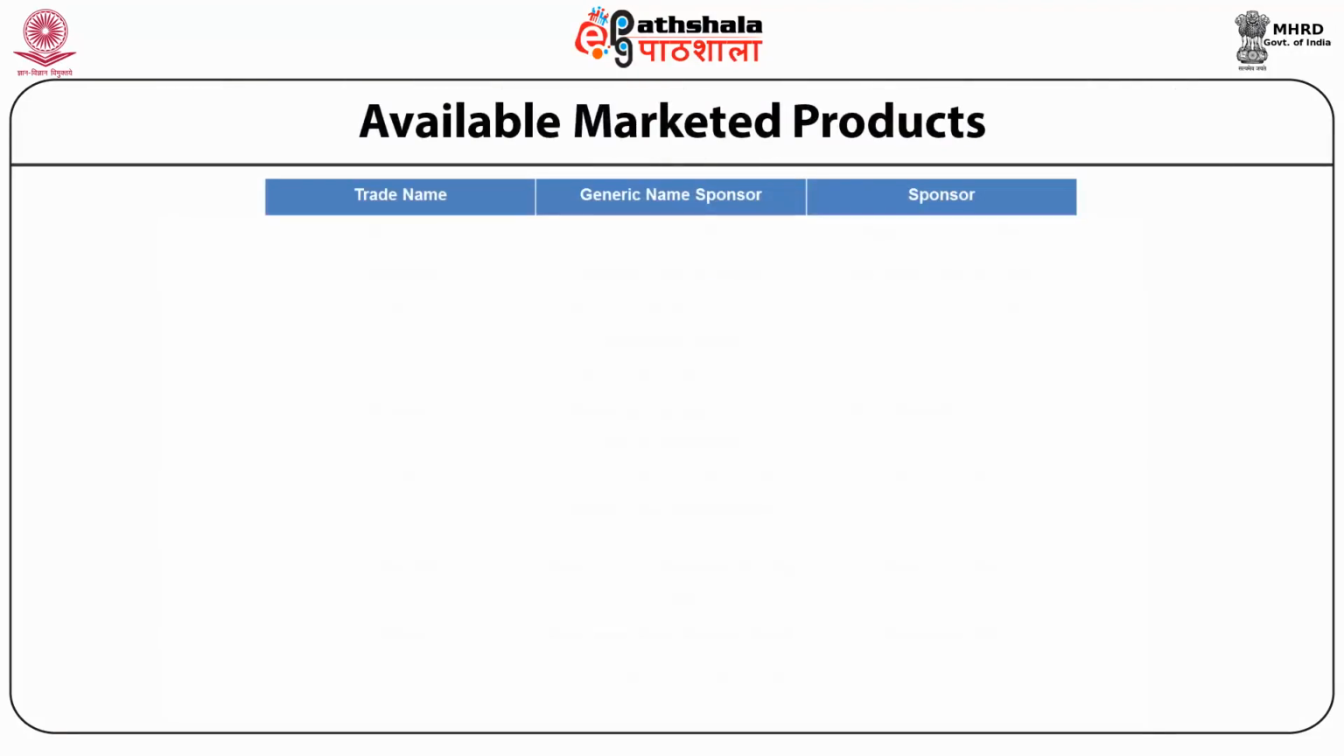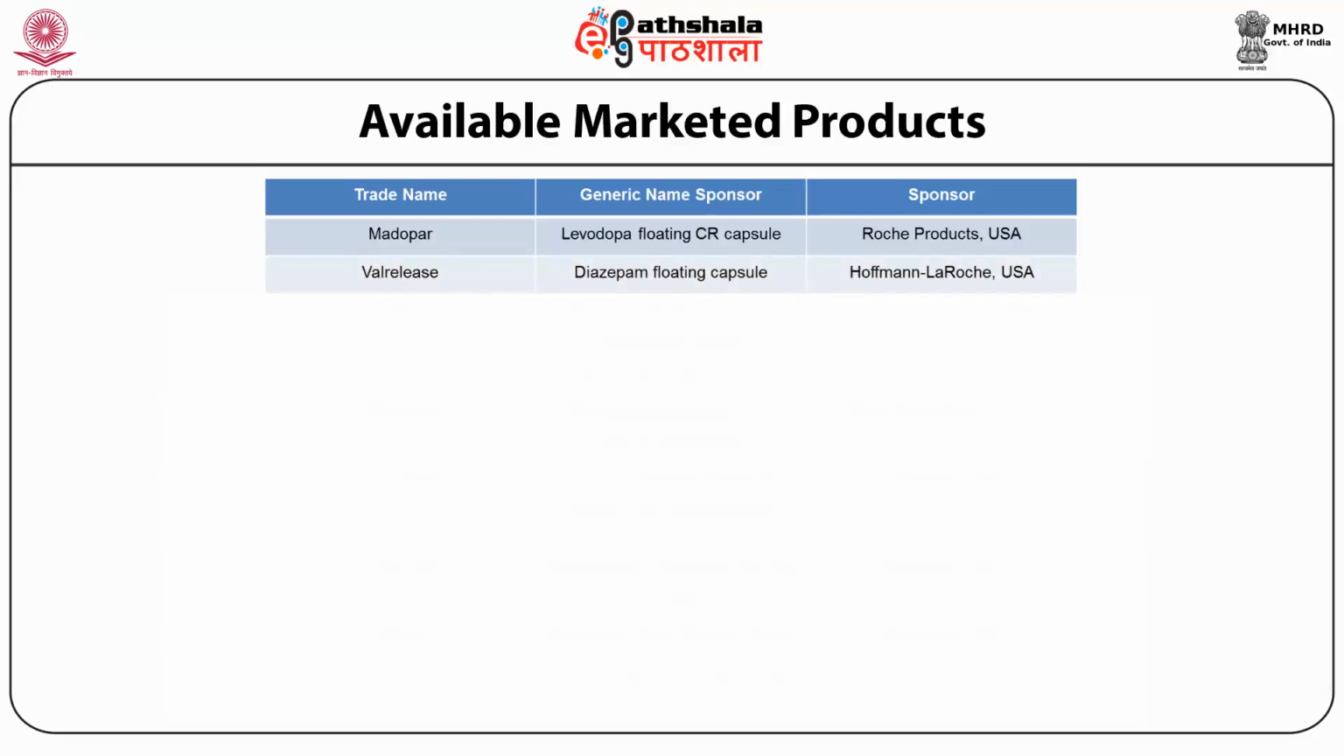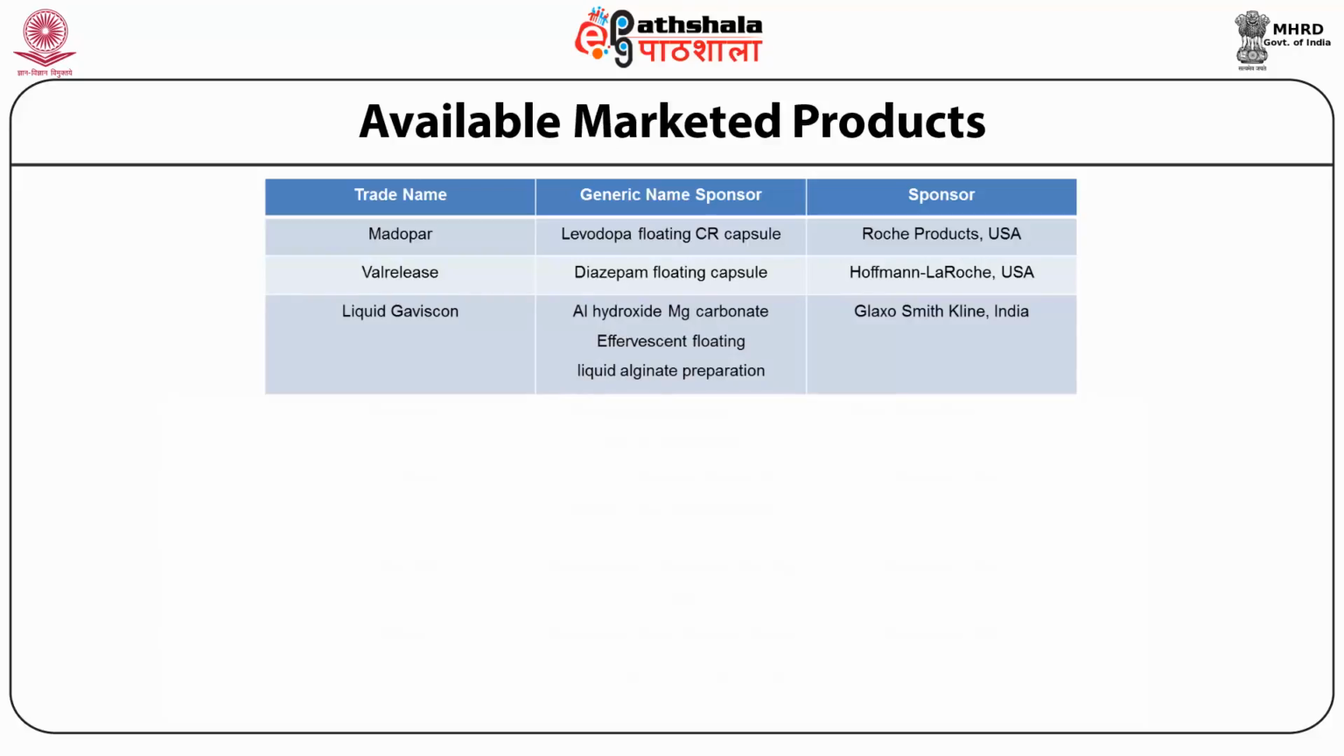Available marketed products of microspheres. There are several drugs which are available as microsphere formulations. The examples include levodopa floating capsules by the brand name Madopar, which is sponsored by Roche Products USA. Diazepam floating capsules are also available by the name of Valrelease, which is prepared by Hoffmann-La Roche of USA. Liquid Gaviscon is a brand name for aluminum hydroxide magnesium carbonate effervescent floating liquid alginate, prepared by GlaxoSmithKline India. Topalkan is a brand name for aluminum magnesium antacid floating liquid alginate preparation, prepared by Pierre Fabre Drug from France.